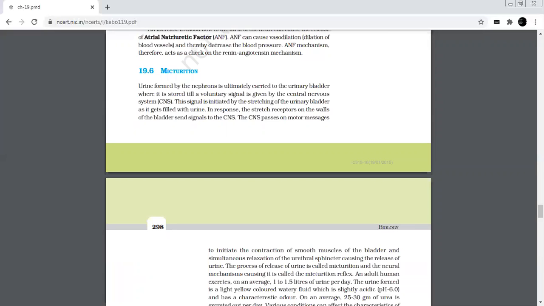As urine collects, the muscular wall of the bladder starts expanding to accommodate it. The stretch receptors on the wall of the bladder send signals to the CNS by a sensory nerve ending in the bladder. The act of expulsion of urine involves the coordinated contraction of the smooth muscles of the bladder wall and simultaneous relaxation of the internal and external urethral sphincters. The process of release of urine is called micturition.